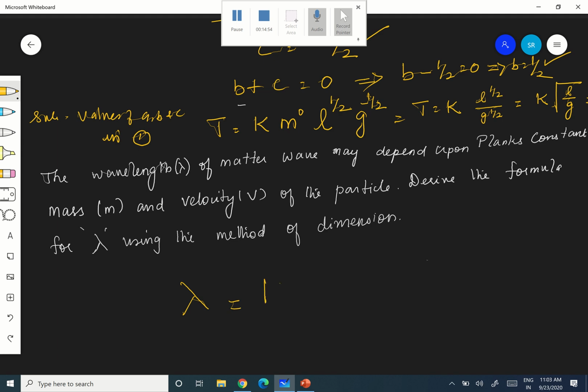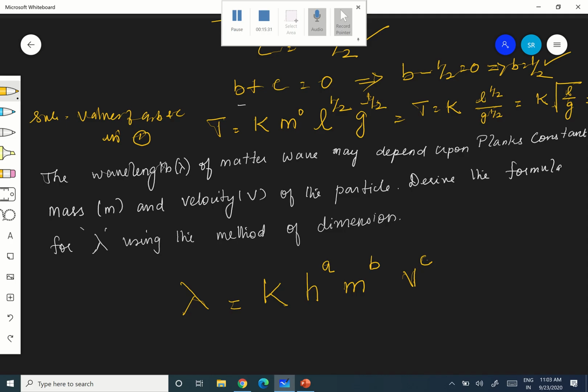Lambda is equal to some constant K, and H, that is Planck's constant, H power A. It depends on three factors: Planck's constant, mass, and velocity. Mass is M power B, and velocity power C. They will give you the factors on which it depends. How it depends, it is our duty to find by the dimension method. I think I told you.